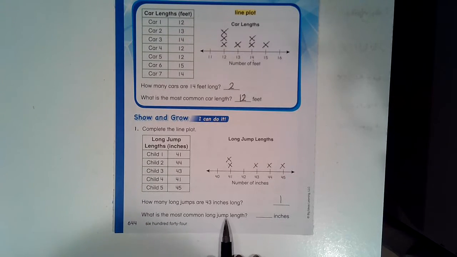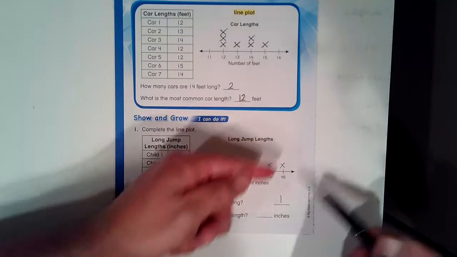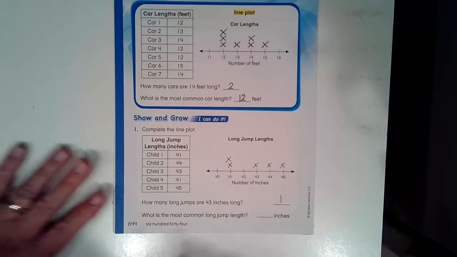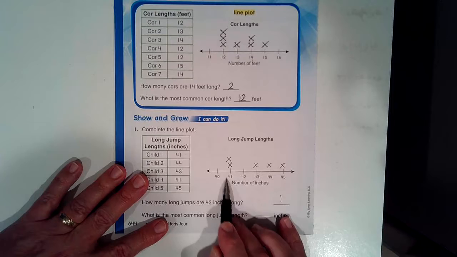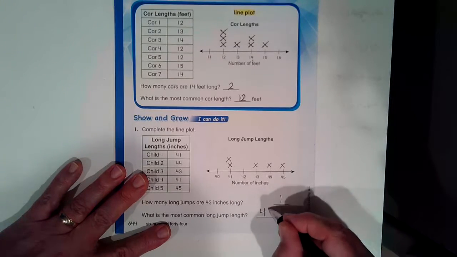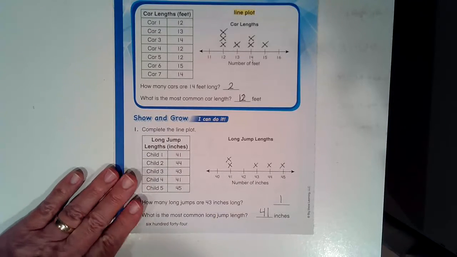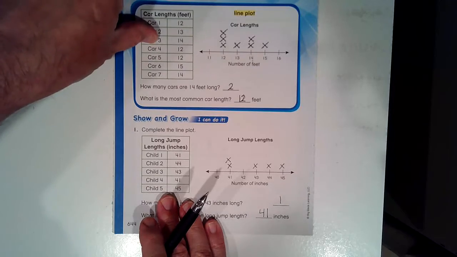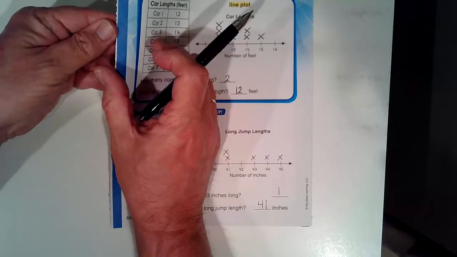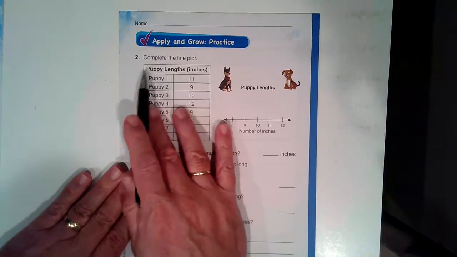What is the most common long jump length? So I look at the stack of X's. Which one has the most? This one. And which jump is that? 41 inches long. That's got the most. All right. Just like that. Let's go to the next page, 645. Let's take a look.